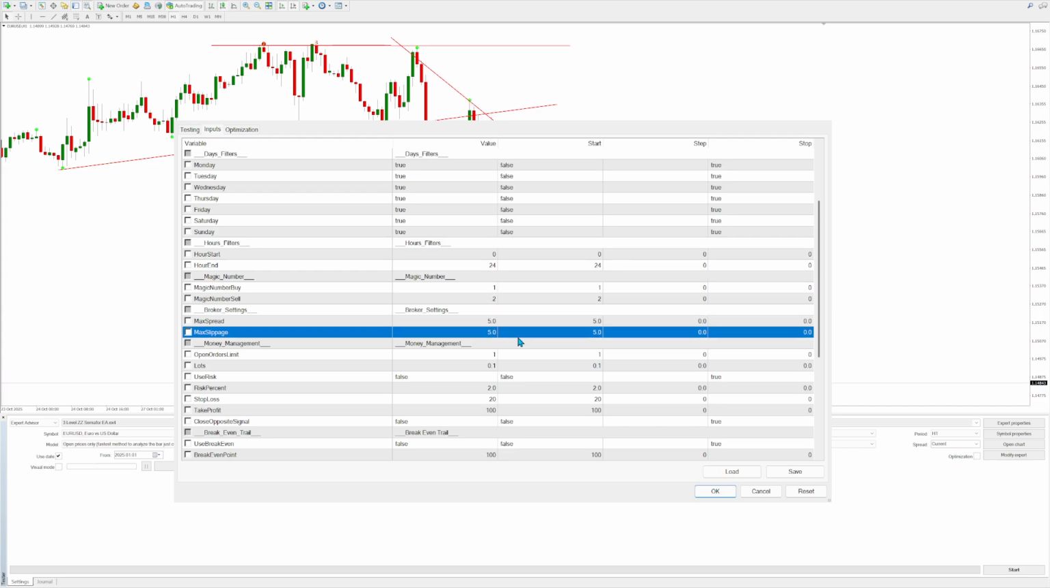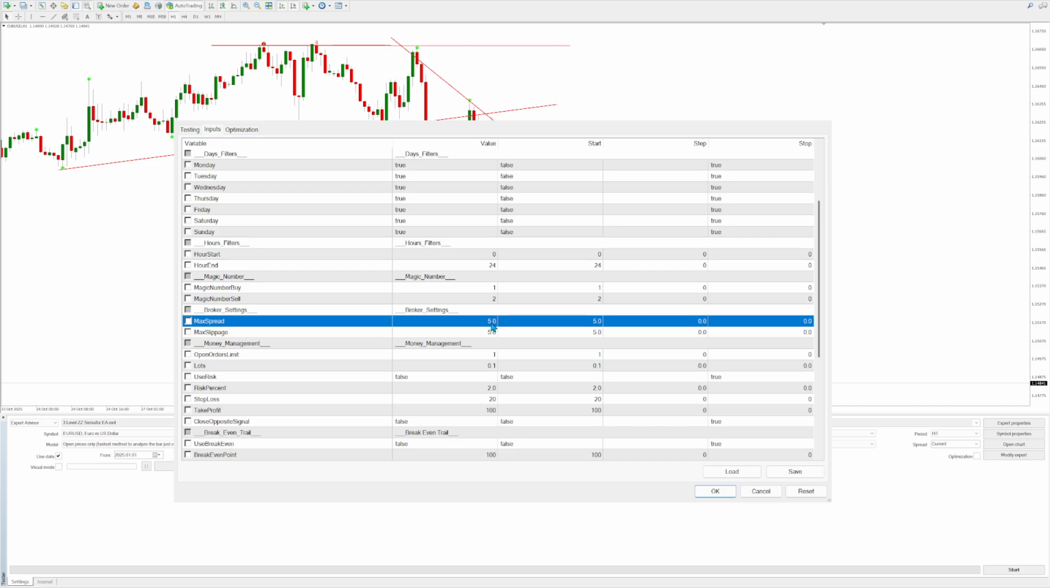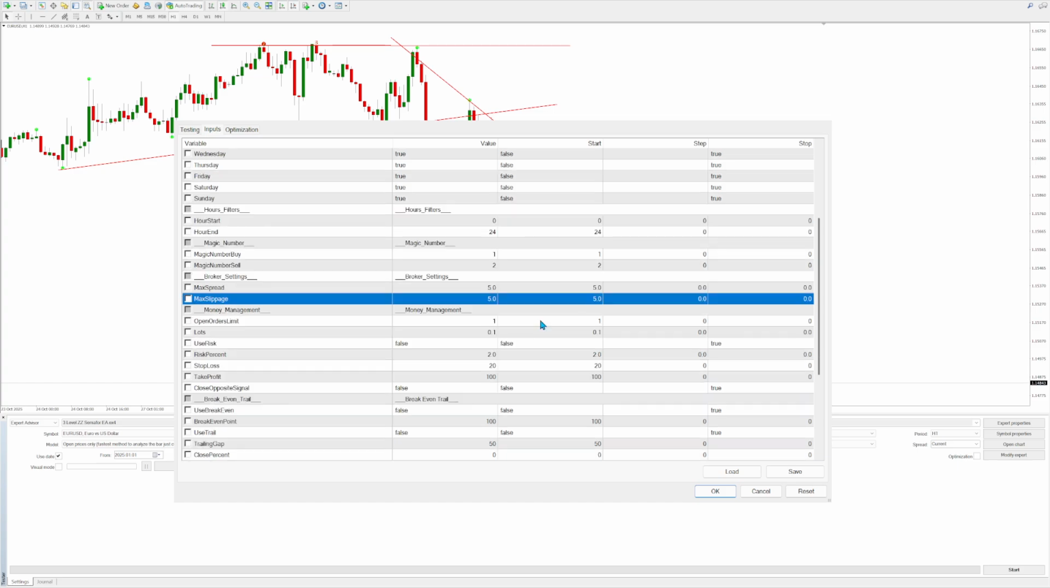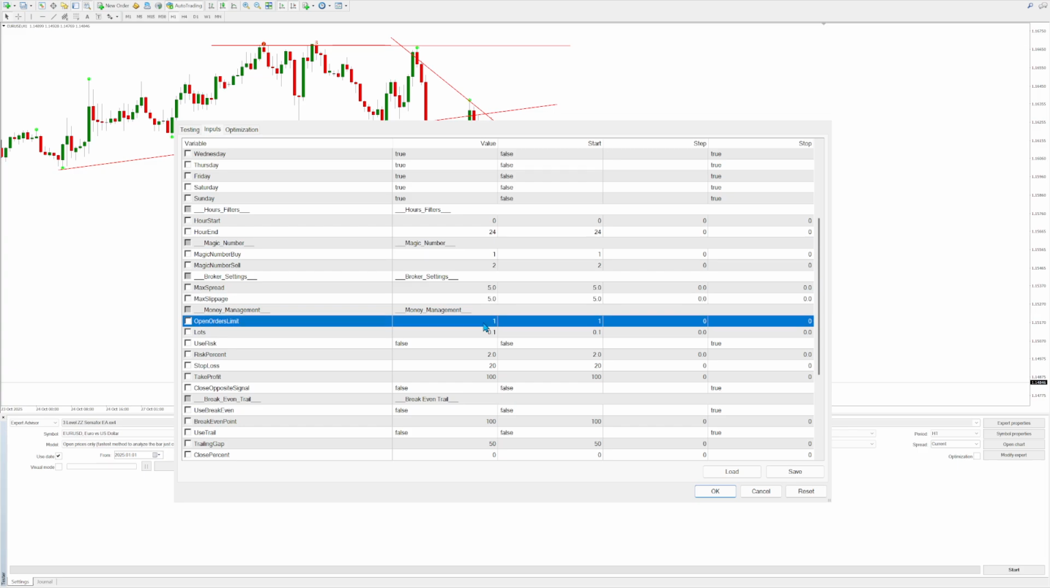Maximum spread, maximum slippage. This will prevent the EA from trading or sending signals if the spread or slippage is greater than these values in pips. This is to help avoid unfavorable market conditions. Okay. Open orders limit, the maximum number of open buy and or open sell trades the EA can have at any one time, set to 1 by default. This is to help avoid duplicate trades.